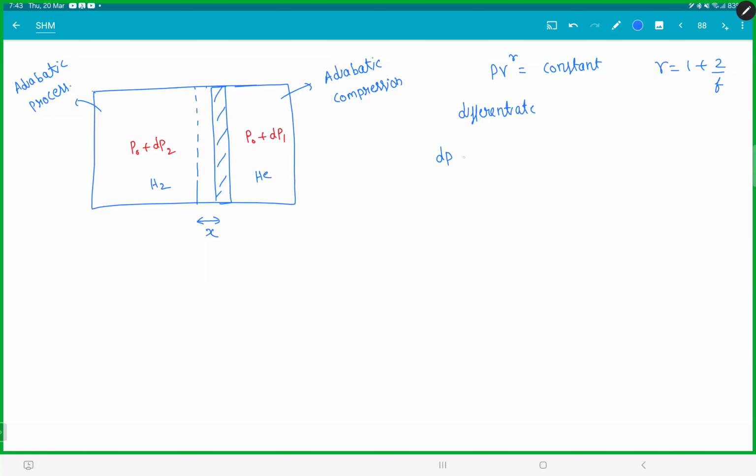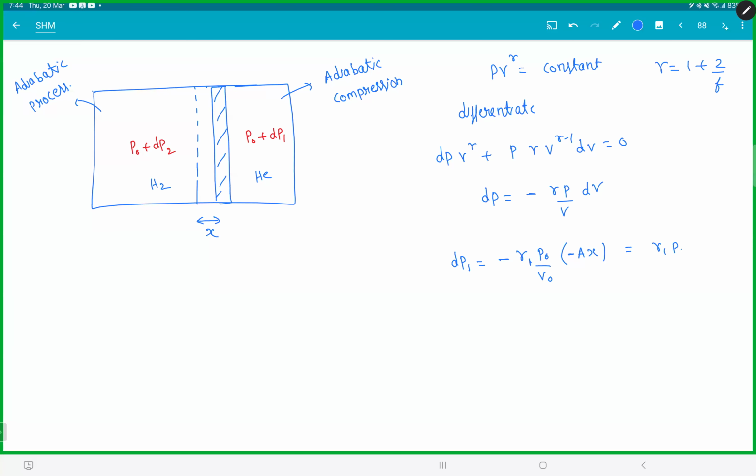So I will get dP V^gamma plus P gamma V^(gamma minus 1) dV is equal to 0. From here I get dP is equal to minus gamma P by V into dV. This we have done in bulk modulus if you remember. Clear? Now dP1 will be minus gamma 1 P naught by V naught. What happened to the volume? Minus A into x, because the right side volume decreased. This is what I said. Science will take care of it.